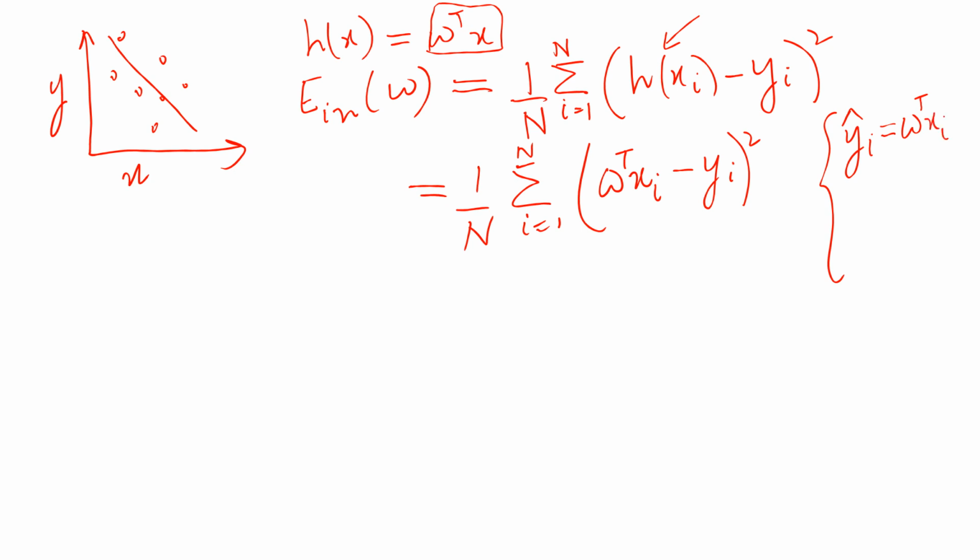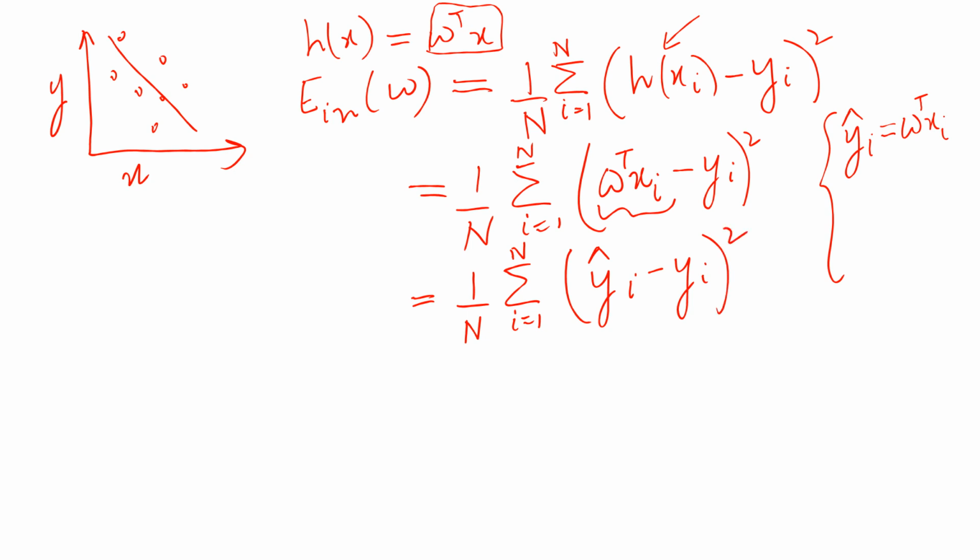So basically in this equation, I can replace that 1 over n, sum over i from 1 to n, and this term here can be replaced by y hat. So this is going to be yi hat minus yi whole squared. This is my mean squared error, also known as standard regression error.